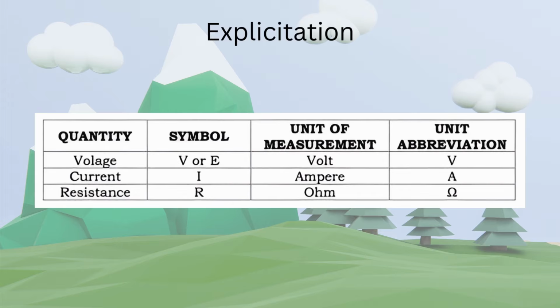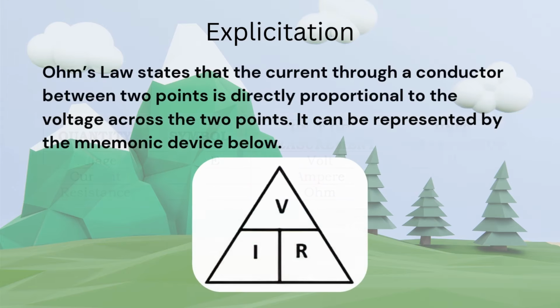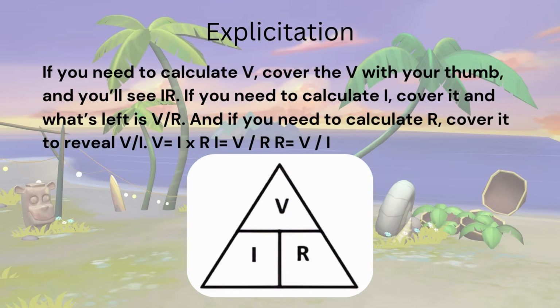Resistance, ohm, omega. Ohm's law states that the current through a conductor between 2 points is directly proportional to the voltage across the 2 points. It can be represented by the mnemonic device below. If you need to calculate V, cover the V with your thumb, and you'll see I times R. If you need to calculate I, cover it, and what's left is V divided by R. And if you need to calculate R, cover it to reveal V divided by I.